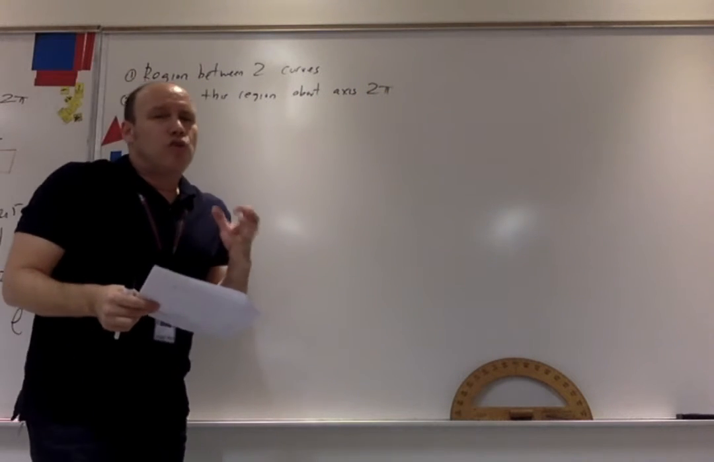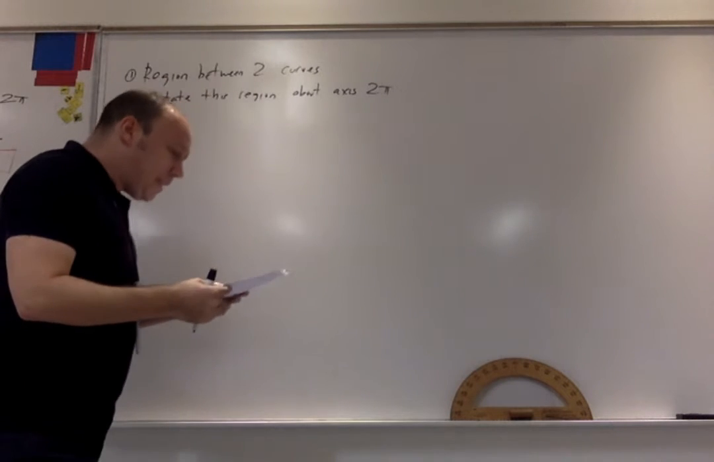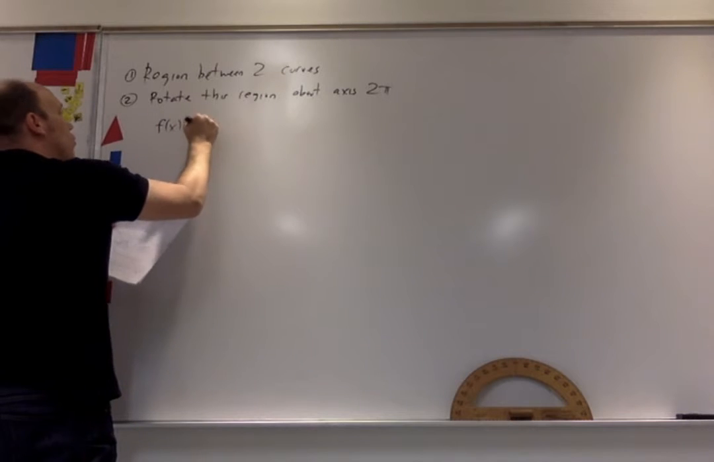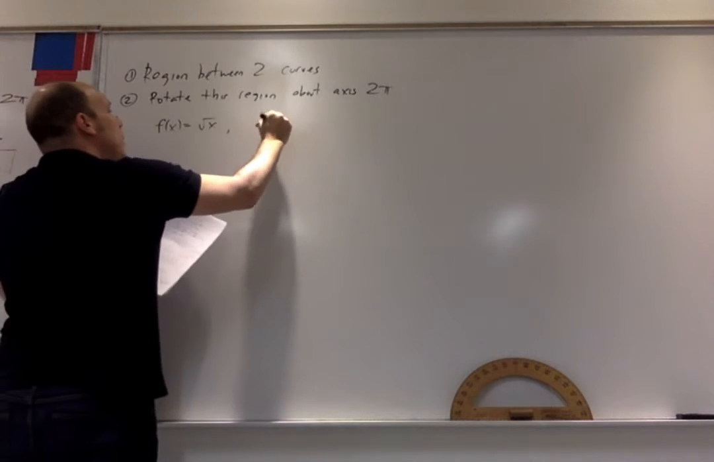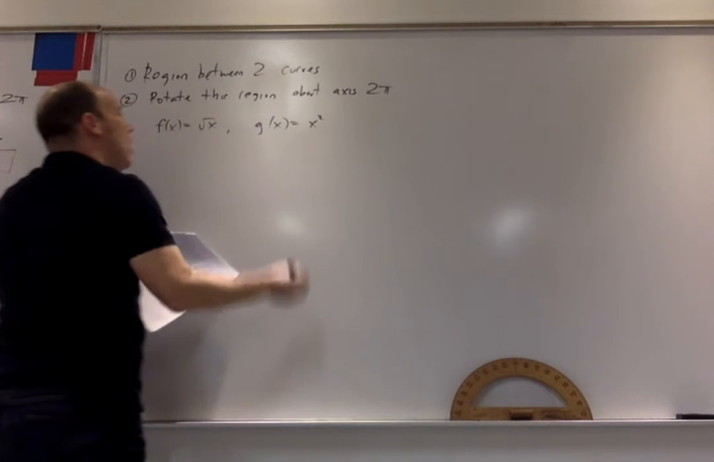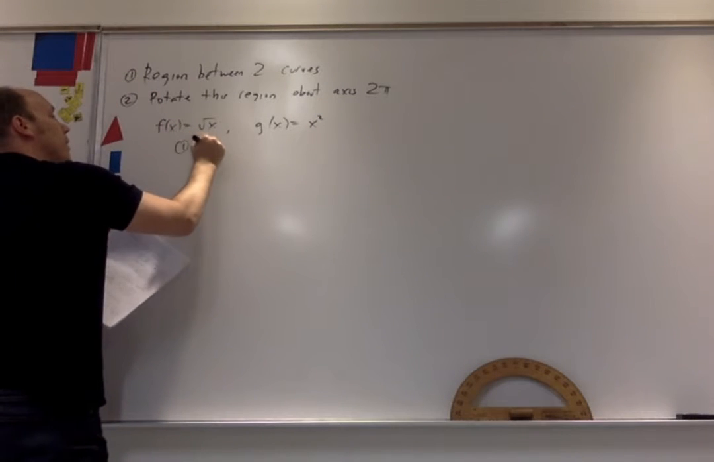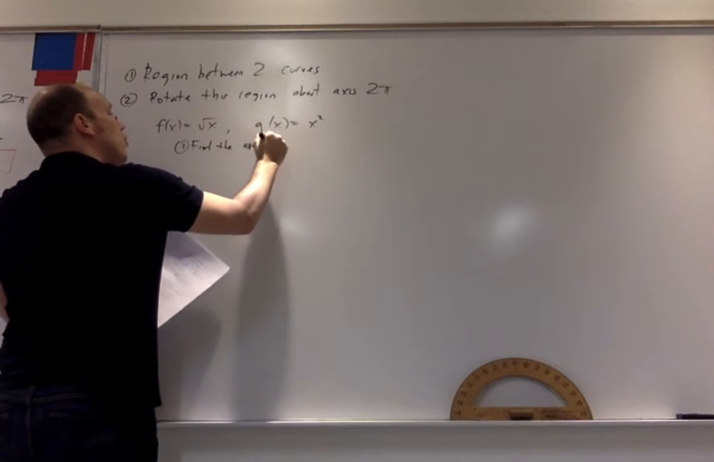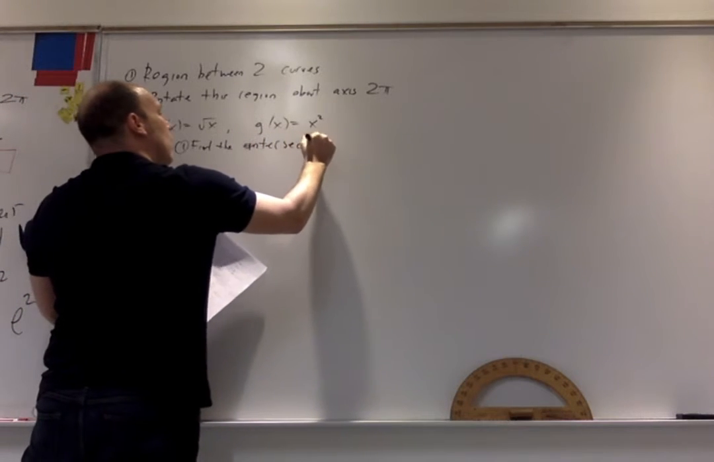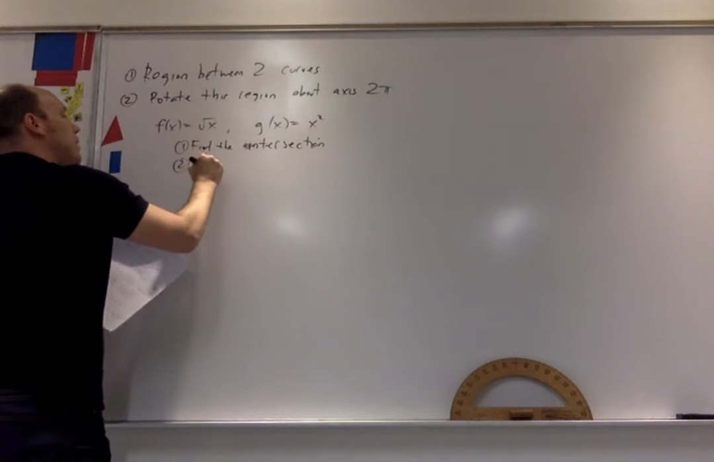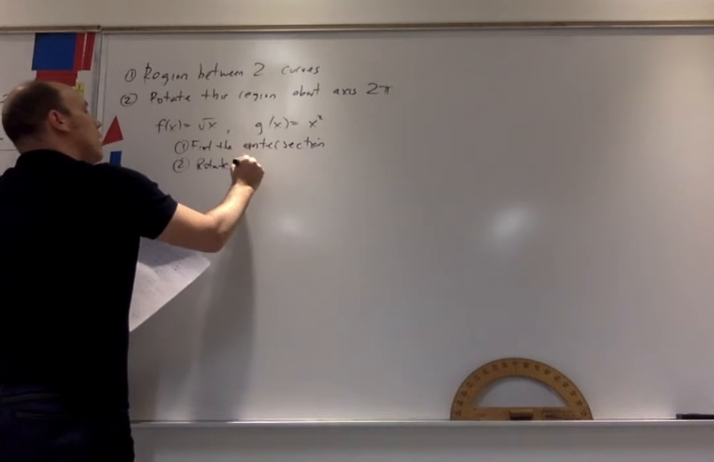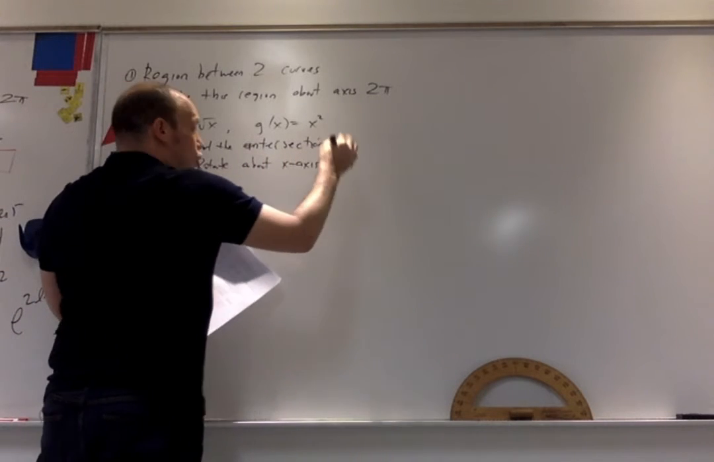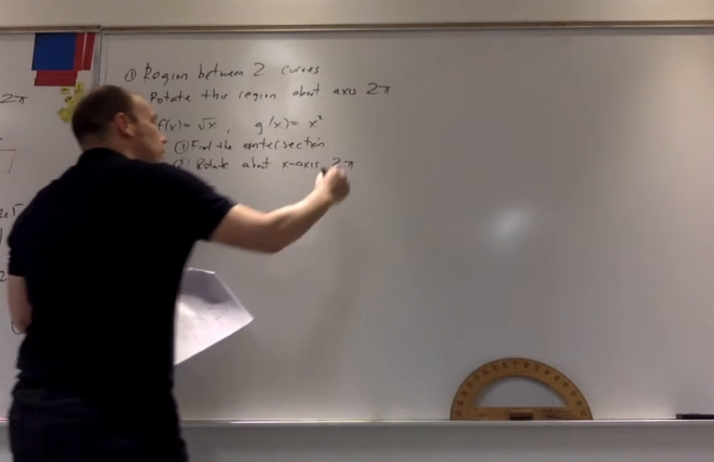This is weird. So in this case, for example, they're going to say f of x equals radical x, and g of x equals x squared. They're first going to say find the intersection, and then they're going to say rotate about the x-axis, 2 pi, and find the volume.